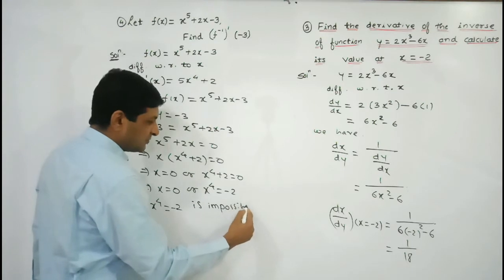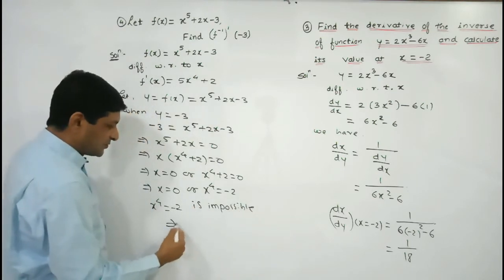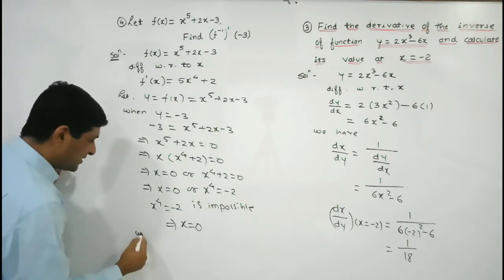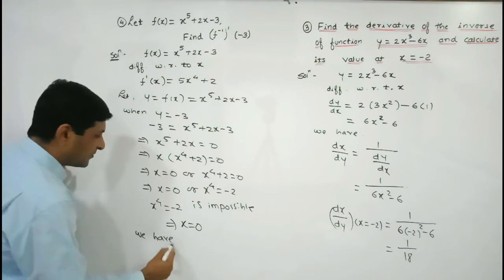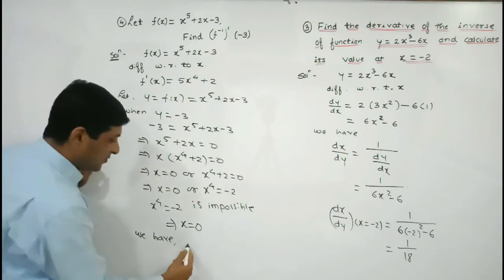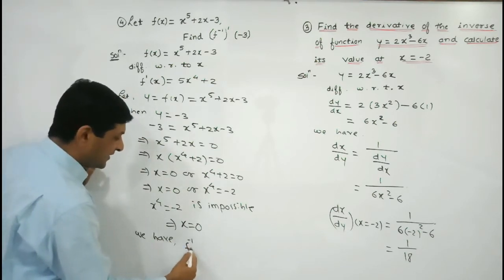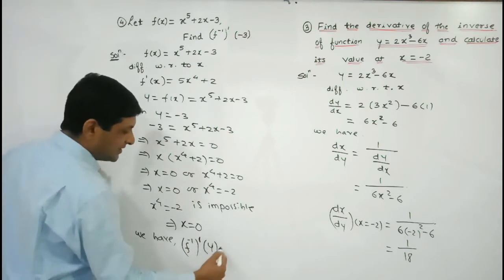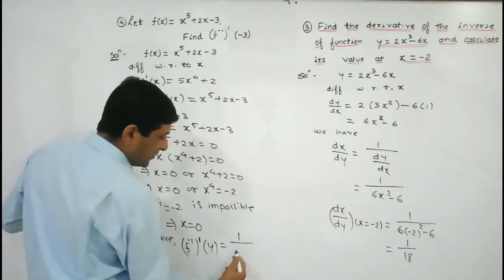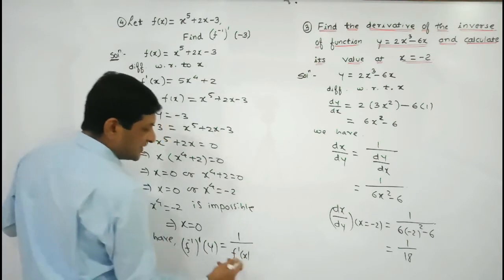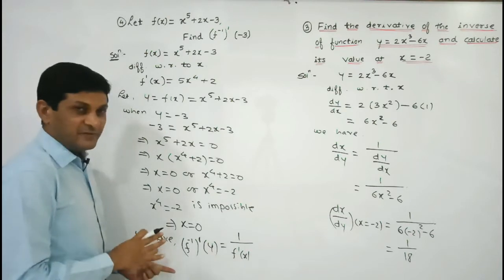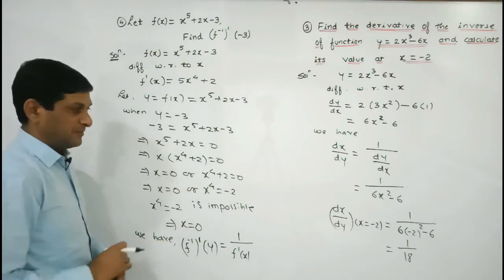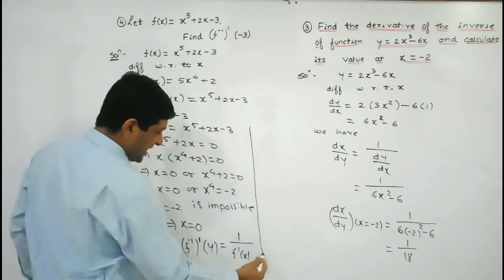Impossible means we can say that x will be equal to 0. So this implies that x is equal to 0. Now we are applying our theorem. What is the theorem? We have one theorem to find the derivative of an inverse function, meaning the value of f inverse dash, the derivative of the inverse function at y, will be equal to 1 upon f dash of x. So this is the formula to find the derivative of the inverse function, which we have proved as a theorem. So here, see what result we are getting.